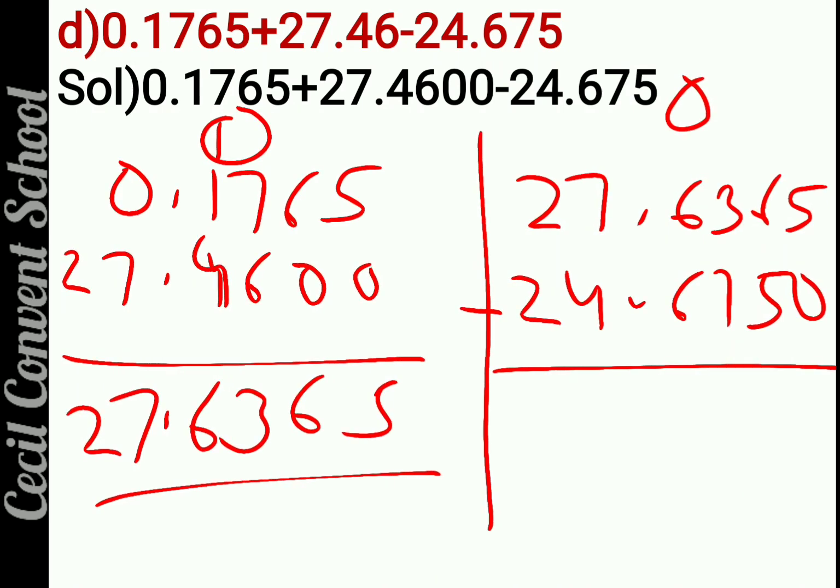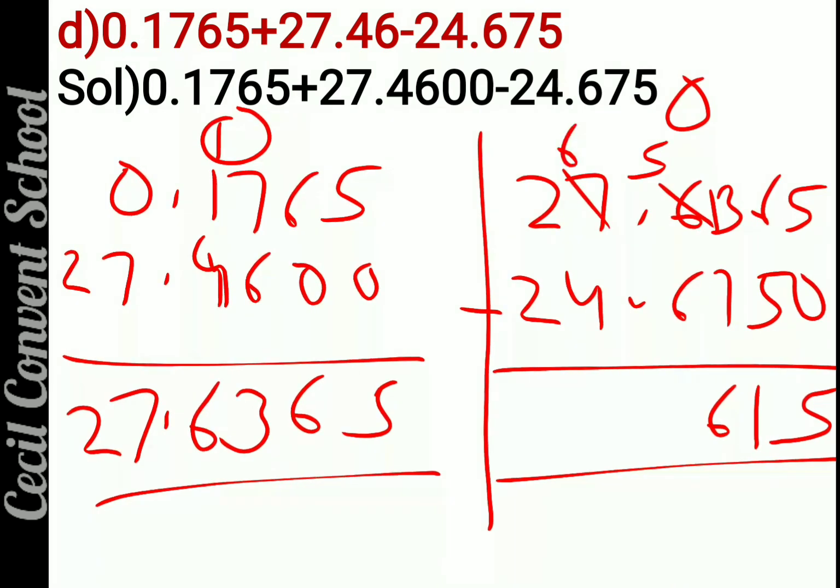If you minus them, 5 minus 0 is 5, 6 minus 5 is 1, 3 minus 7 not possible, you take from 6, it becomes 13 now. 13 minus 7 is 6. Clear? 5 minus 6 not possible, take from 7, 7 becomes 6, it becomes 15. 15 minus 6 is 9. Point. 6 minus 4 is 2. So this is your final answer.